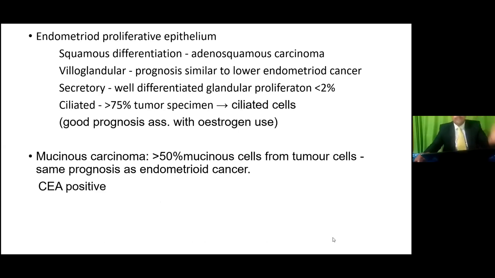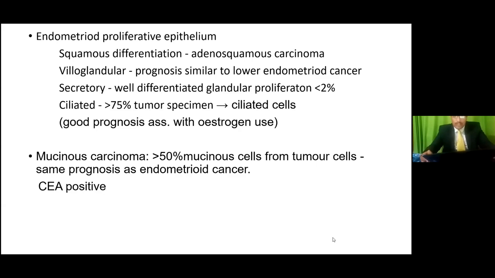So when endometrioid proliferative epithelium is there and squamous features are there, we name it adenosquamous carcinoma. For villoglandular carcinoma, the prognosis is similar to low grade endometrioid carcinoma. Secretory carcinomas are usually well differentiated, the prognosis is good, and they are less than 2% of endometrioid carcinoma. When greater than 75% of the tumor specimen comprises ciliated cells, we call it a ciliated endometrioid carcinoma, and it is usually associated with estrogen use.